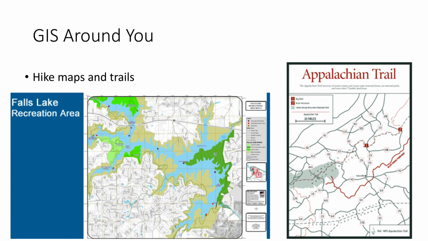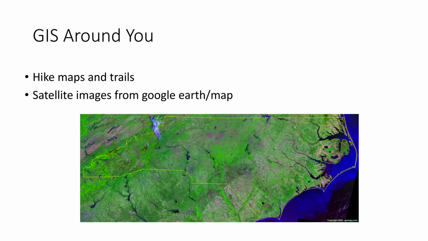And so there's probably a lot of GIS products and GIS data around you that you've never even really considered or realized. For example, hiking maps and trails are a good example of a GIS product. These are visualizations of geospatial data produced for hiking and trails. There's also satellite imagery as well. If you've ever gone on Google Maps or tried to find your address on Google Earth, that is a good example of a GIS product.